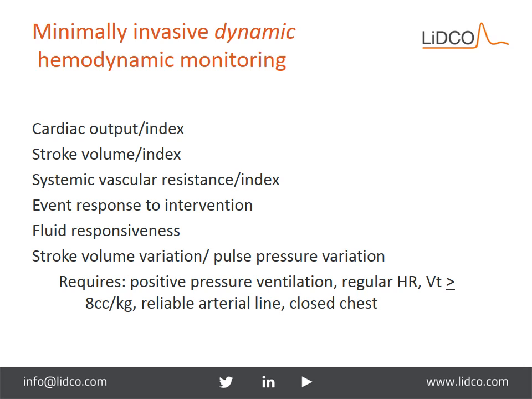To get stroke volume variation or pulse pressure variation and to be sure that that measurement is valid, it does require your patient to be intubated on positive pressure ventilation, a regular heart rate, a tidal volume ideally of 8 cc's per kilo, although there have been studies out that have shown validity with a patient ventilated at 6 cc's per kilo. You need a good A line, meaning it's not positional, it's reliable, a closed chest with an intact diaphragm.